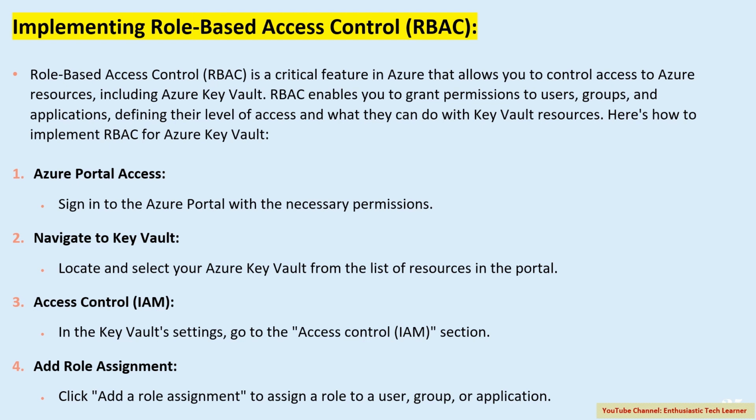Azure Portal Access. Sign into the Azure portal with the necessary permissions. Navigate to Key Vault. Locate and select your Azure Key Vault from the list of resources in the portal. Access Control IAM. In the Key Vault settings, go to the Access Control IAM section. Add role assignment. Click Add a role assignment to assign a role to a user, group, or application.